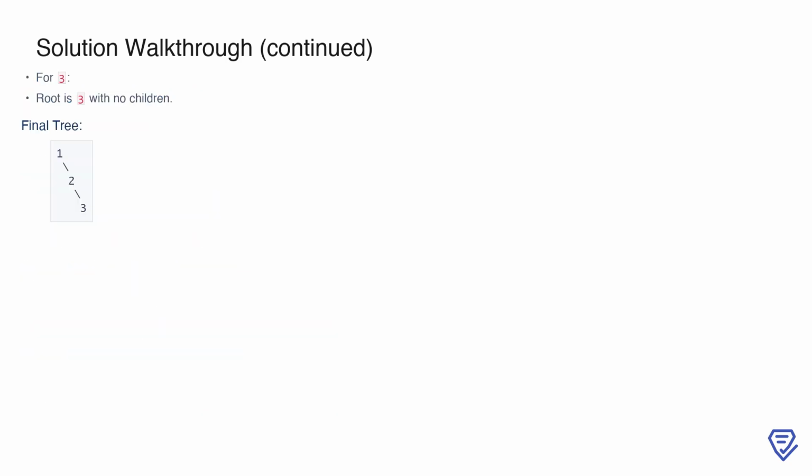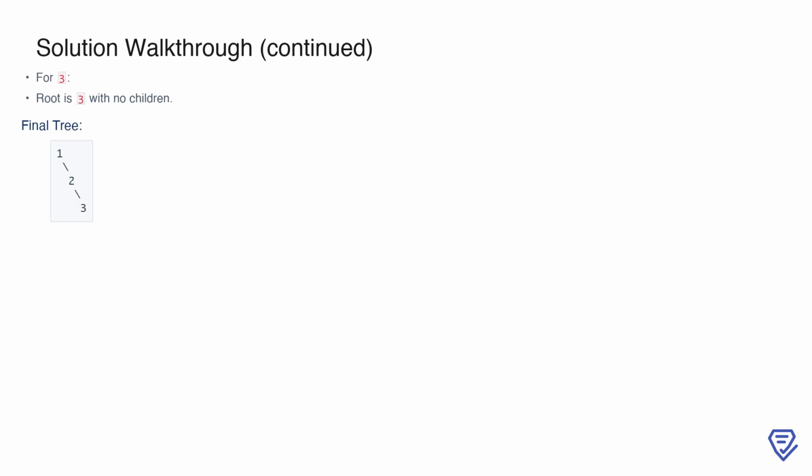Next, we have an example of a right skew tree, where all nodes only have right children. The preorder and inorder traversals are 1, 2, 3. The first value in the preorder traversal, 1, becomes the root. Since there are no elements to the left of 1 in the inorder traversal, there is no left subtree, and the right subtree contains 2, 3.